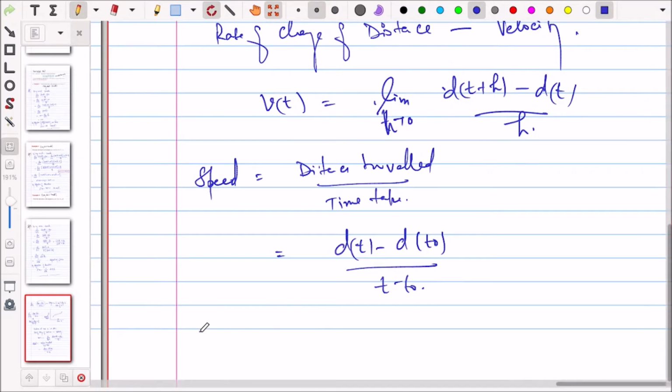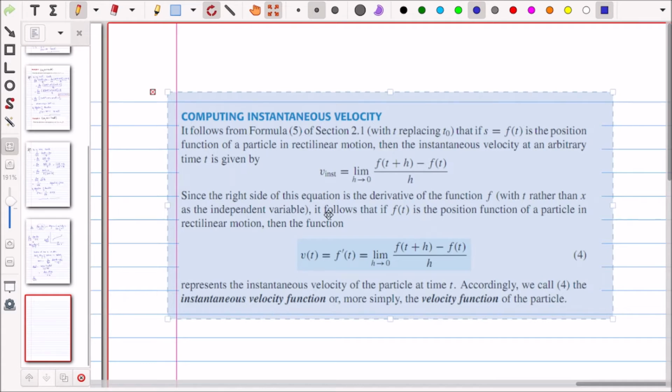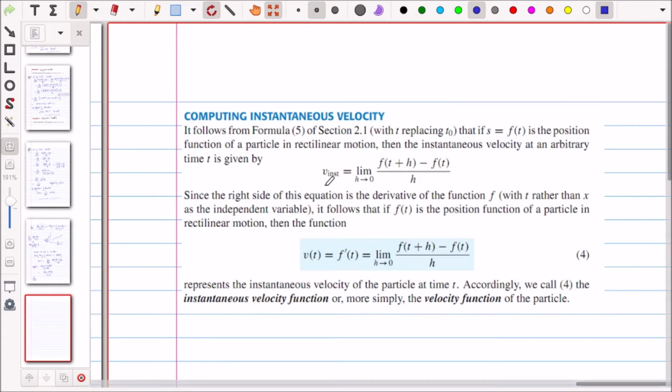इंस्टेंटेनियस वेलोसिटी जो अगर लिमिट लगा दोगे अब t tends to t naught, that means you are calculating the instantaneous velocity, मतलब उसी मोमेंट की वेलोसिटी. ये तो स्पीड हो गई when you are taking the time from t naught to t, बट जब लिमिट ले जाओगे t to t naught, then you will find the instantaneous velocity कि बिल्कुल उसी मोमेंट पे क्या वेलोसिटी होगी. ठीक है, this is the formula.